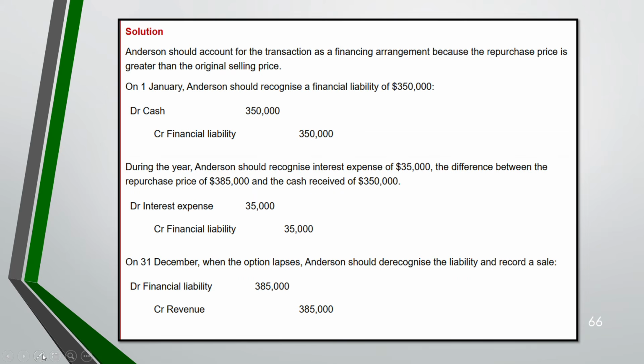So, here's the solution. On 1st Jan, they will recognize a financial liability. It's a financing component, remember. Because the original selling price was 350, you are repurchasing it at 385. So, financial liability. So, you debit cash and you credit liability. During the year, they have to account interest expense of 35,000. That is 10% of this.